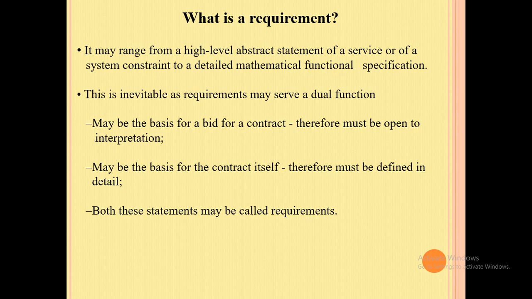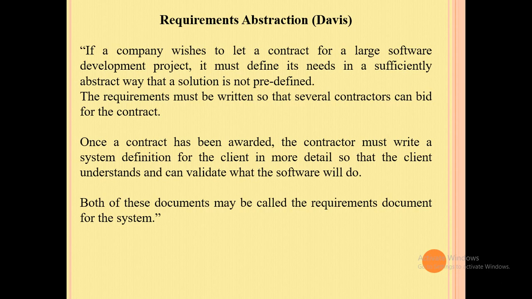Okay, so let's go ahead with it. Now, requirements abstraction by Davis. If a company wishes to let a contract for a large software development project, it must define its needs sufficiently in an abstract way, that is, the solution is not predefined. The requirements must be written so that many contractors can bid for the contract. So here again the basic is your requirements. They should be very clear to the contractors.